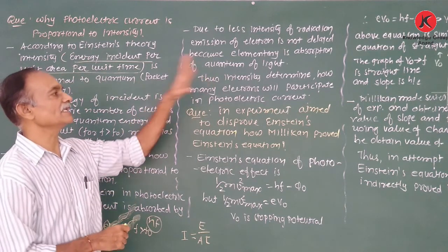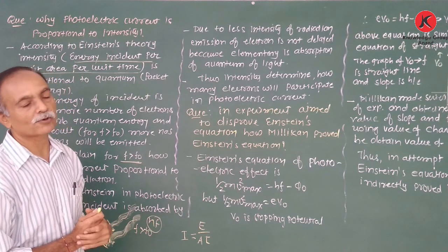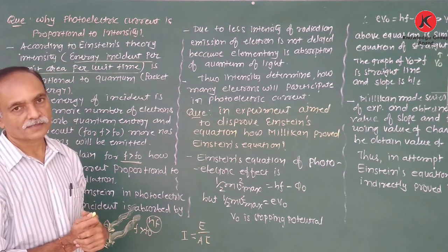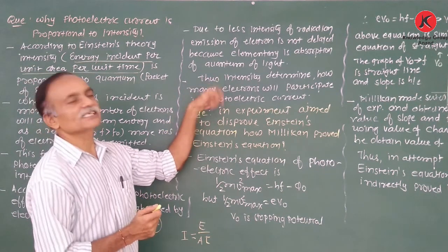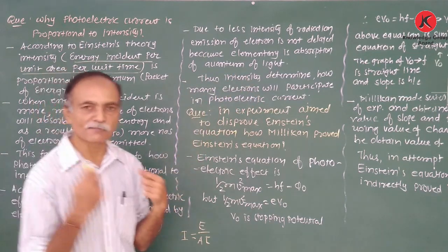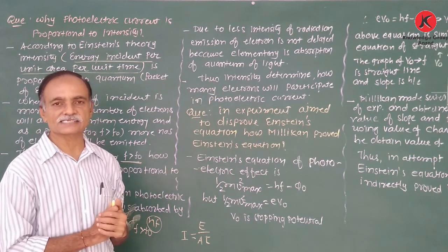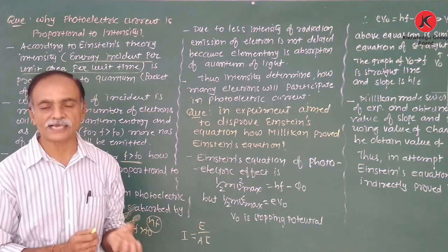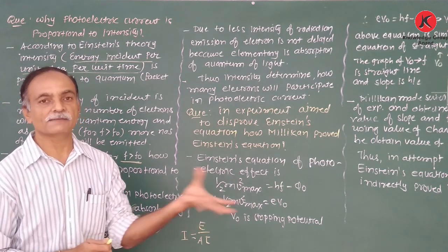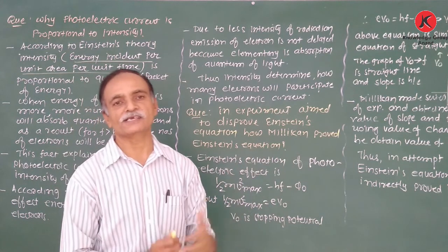Thus, the intensity determines how many electrons will participate in the photoelectric effect. If the intensity is more, more electrons absorb the energy, as a result more electrons are emitted. If the intensity of the light is less, fewer electrons on the surface of the metal absorb the energy, but the emission of the photoelectron is spontaneous, instantaneous.